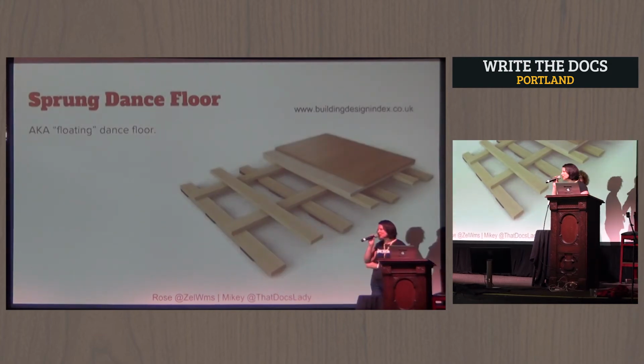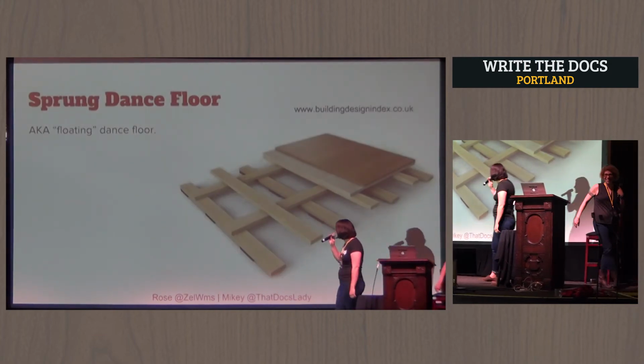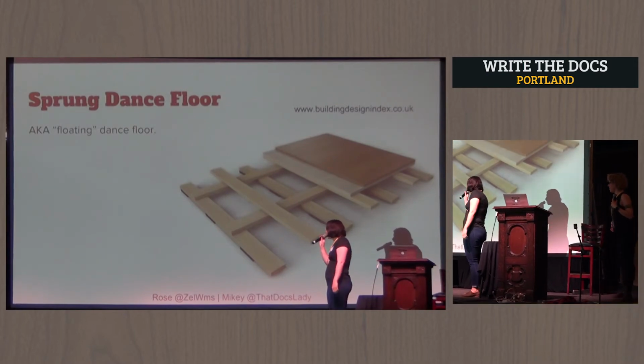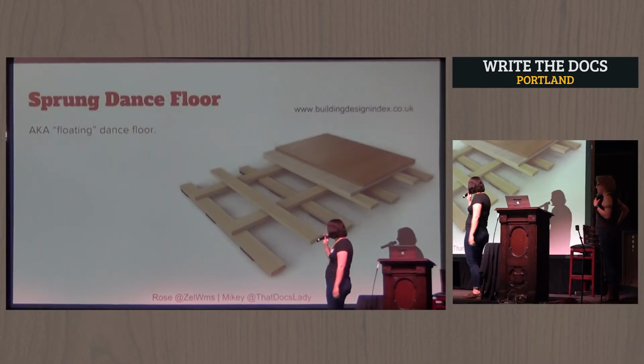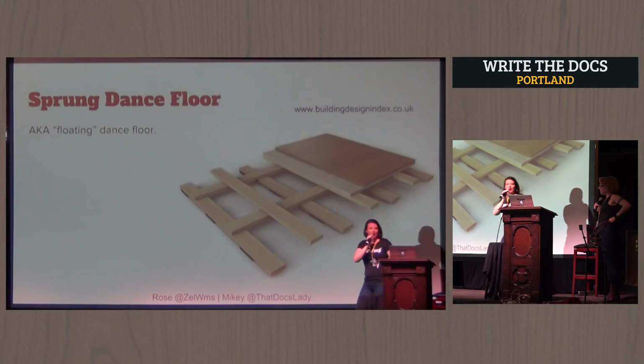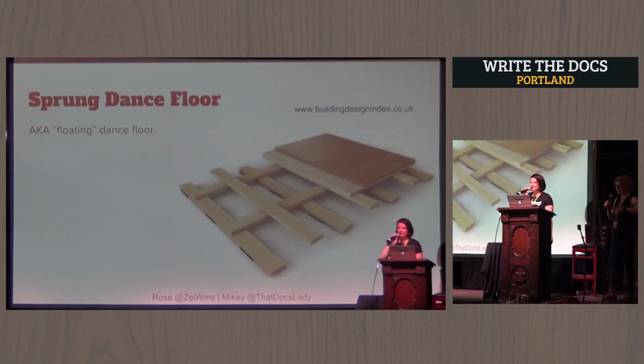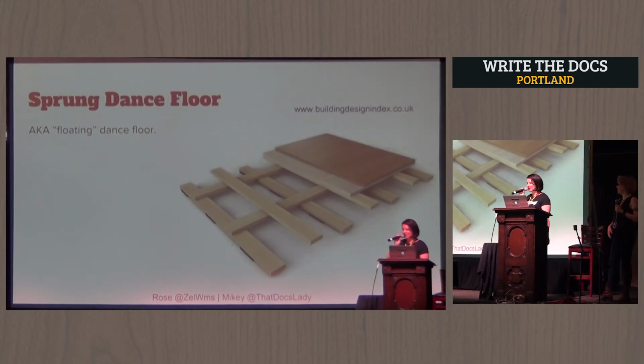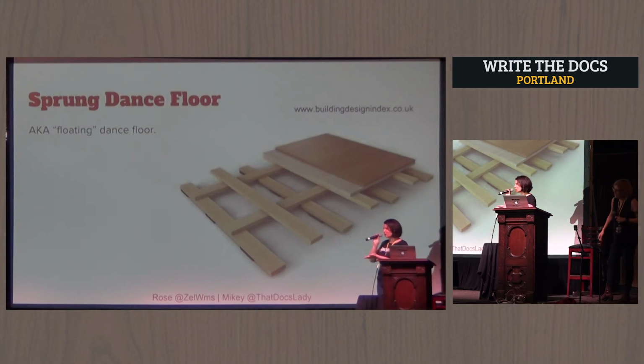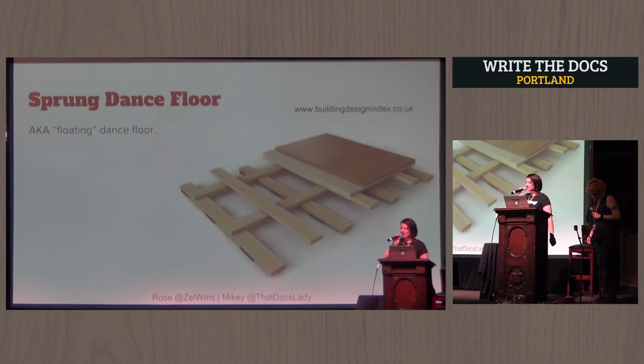Cool. So this is why the floor moves. This is what they call a sprung dance floor, or a floating dance floor. It has what they call, ready? I pulled this directly from someone else's site, buildingdesignindex.co.uk, so that is their credit. Known as the basket weave, it's a cotton batten configuration.